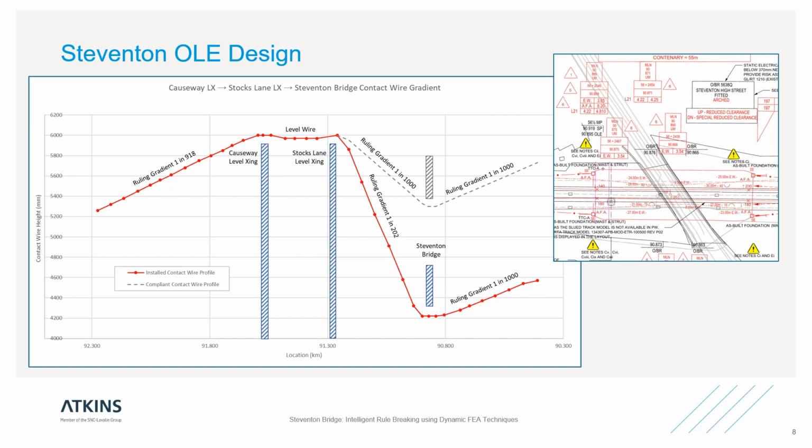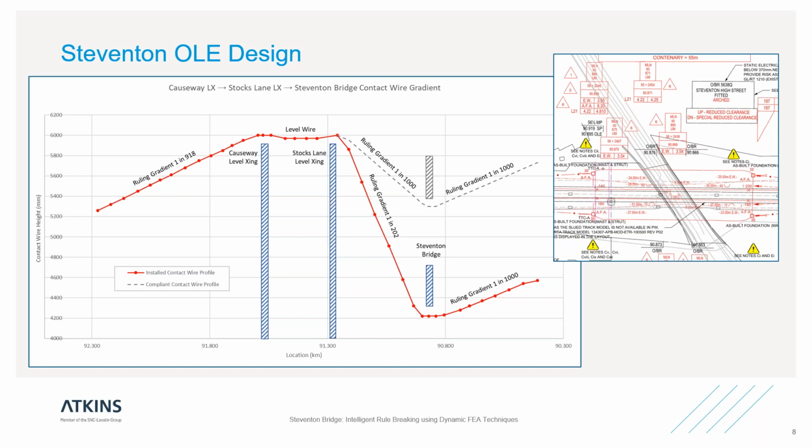I hope this also illustrates and puts to bed the idea that this is an electrical clearance problem. It isn't. In actual fact, Steventon Bridge already has reduced electrical clearances. This is not a problem that could be solved by adopting smaller electrical clearances. The only way to provide a compliant gradient would be either to shut the level crossing or rebuild the bridge.